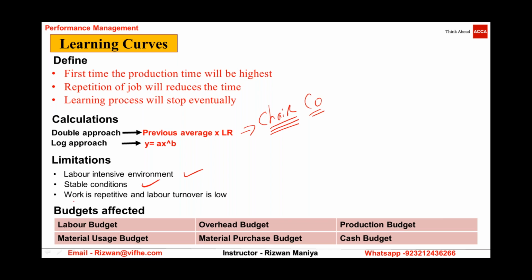Third, work should be repetitive. Yes, the more you repeat, the more you learn. Fourth, labor turnover is low. It assumes that the labor turnover is low, because if labor turnover is high, many people are leaving the organization and there will be very little opportunity to learn. Moving towards the next area is very important.